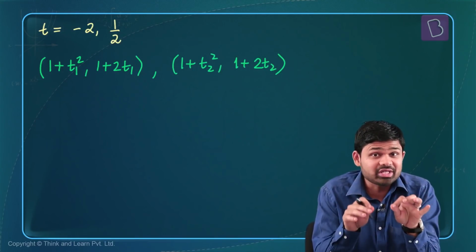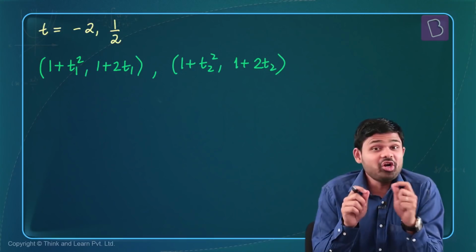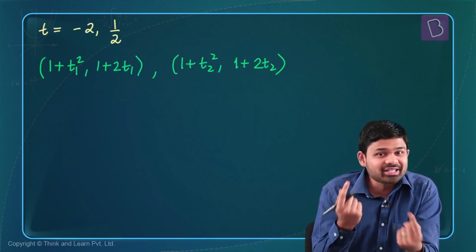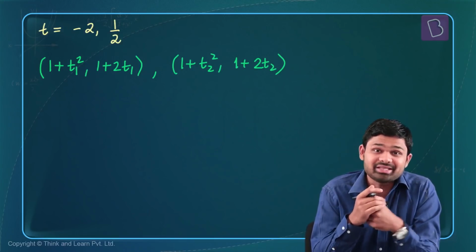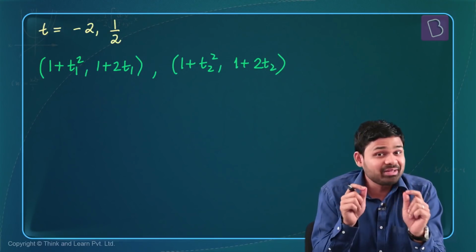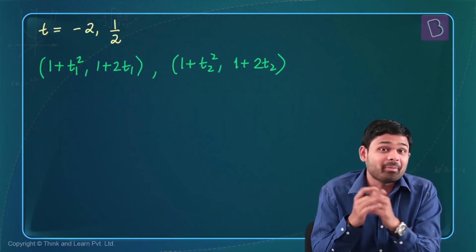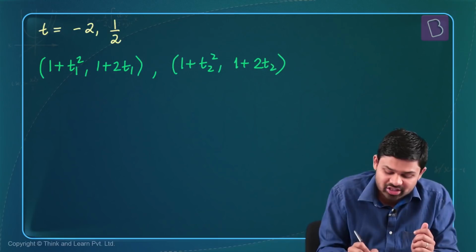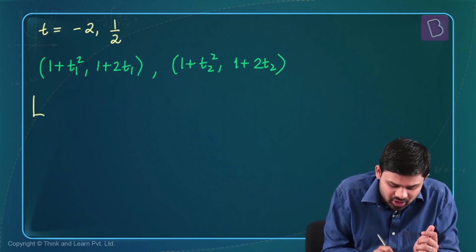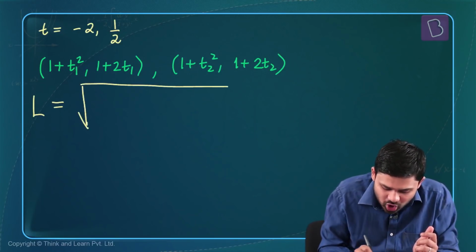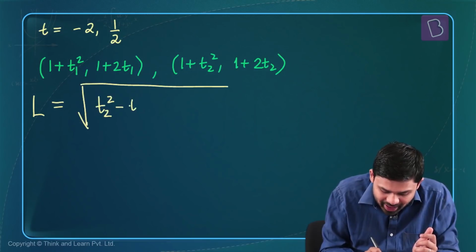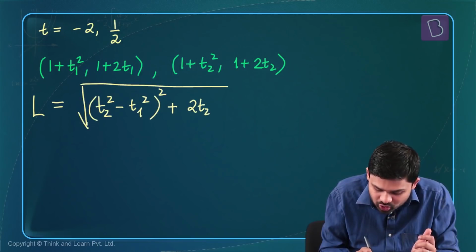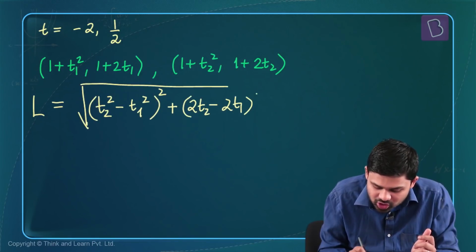Now I don't have to find out the exact endpoints, because in order to find the distance between these 2 points, I'll have to use the distance formula, where I subtract the two x components and the y components and then take a square and square root. But then when I'm subtracting the x components and the y components, you see the ones will cancel out. So I don't actually need the exact coordinates, because the length of the focal chord is going to be under root of (t2 square minus t1 square) the whole square plus (2t2 minus 2t1) the whole square.